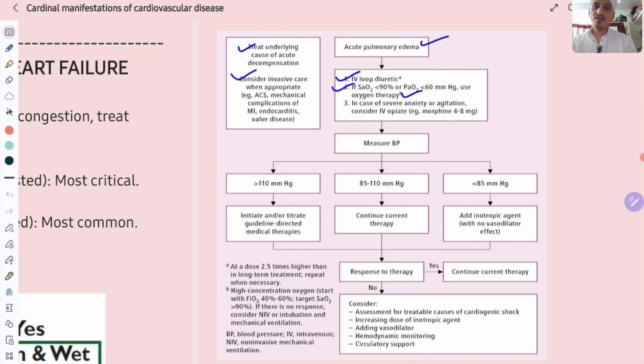Okay, 0.4 to 0.6 you should keep. In case of severe anxiety or agitation, consider IV opiates, for example morphine. And if morphine is not available, you can give tramadol. Okay, tramadol 100 mg as infusion.